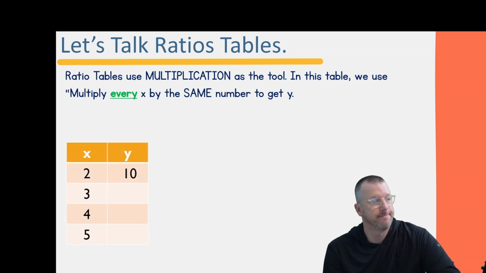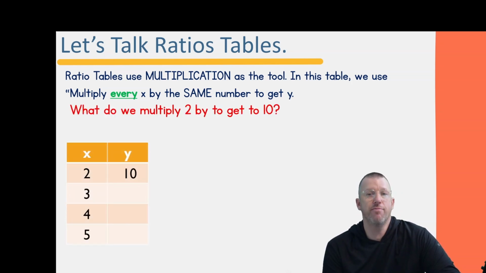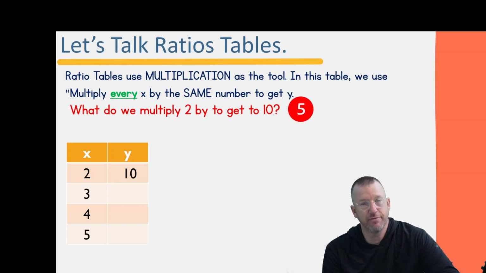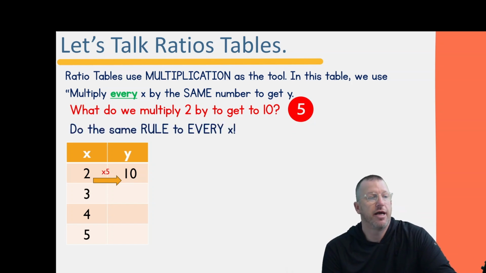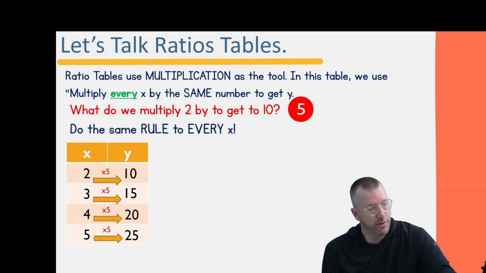Okay, so let's look at this. Here's a table. All right, so what do we multiply 2 by to get to 10? 5, right? 2 times 5 is 10. So if we're making a ratio table, we have to do that same rule every time. So let's look at 3 and multiply it by 5. It's 15. You see I'm multiplying, not adding. 4 times 5 is 20. 5 times 5 is 25.